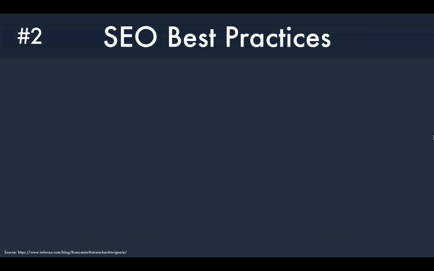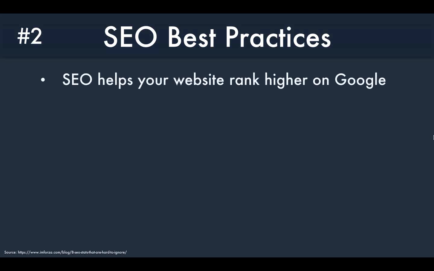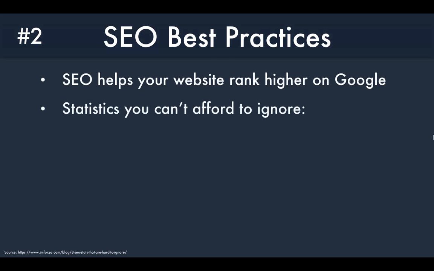We talked briefly about this in the intro, but this is search engine optimization. And here's some best practices. Now, what SEO helps you do is it helps your website rank higher on Google. So if you have good search engine optimization, your website is optimized for search engines, the big one being Google, you're going to rank higher on search engines. So here's some statistics about that just so you sort of understand briefly.